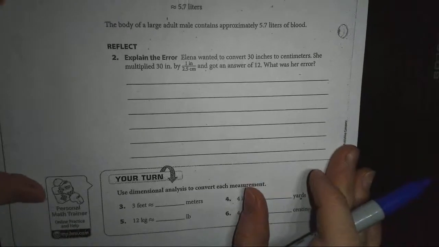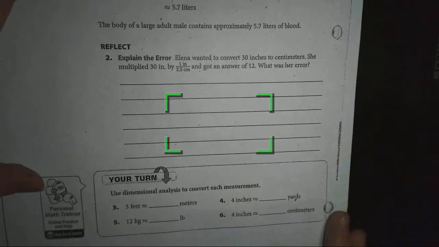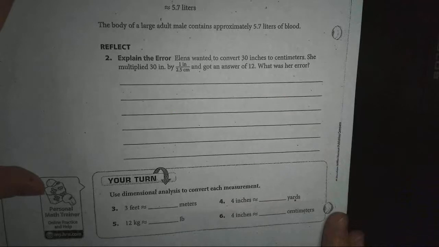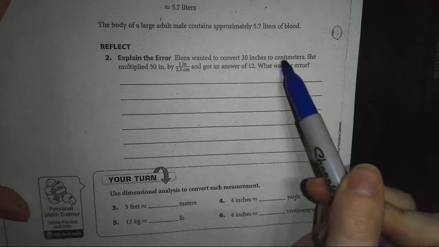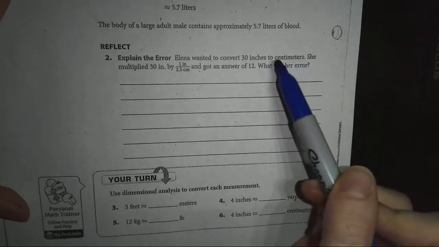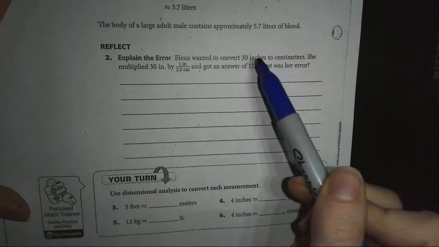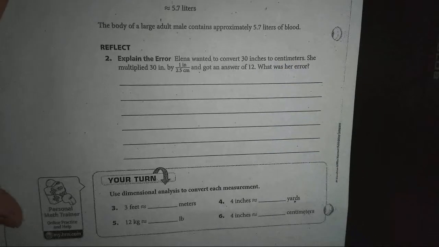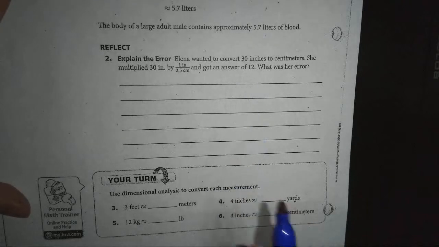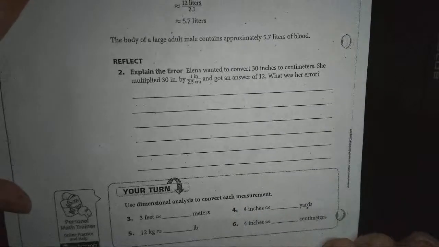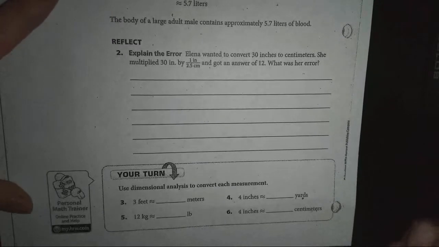All right, let's look at this next reflect question. It says, Elena wanted to convert 30 inches to centimeters. She multiplied 30 inches by 1 inch over 2.5 centimeters and got an answer of 12. What was her error? Well, we know that centimeters are smaller than inches, so there need to be more of them. But she got that there were actually fewer centimeters than inches in the same amount. This is obviously wrong, and we want to find out what her error was.